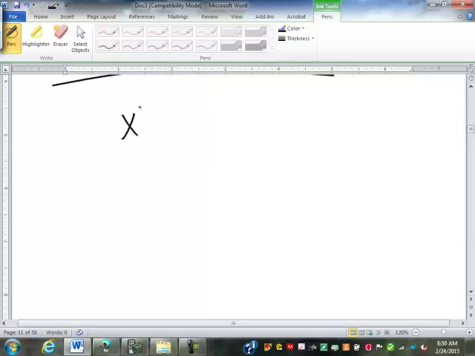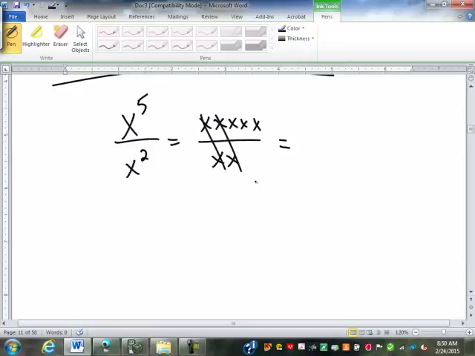What if I was dividing? What if I have x to the 5th divided by x to the 2nd? Yeah, x to the 5th is 5 x's. X squared is 2 x's. We cancel out. We're left with x to the 3rd. And as Jason said, that's subtracting. 5 minus 2 is 3.